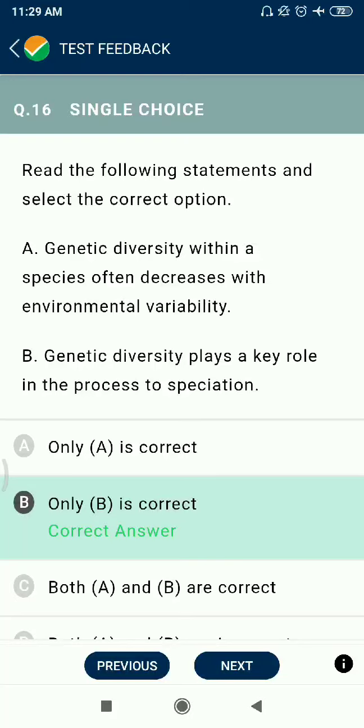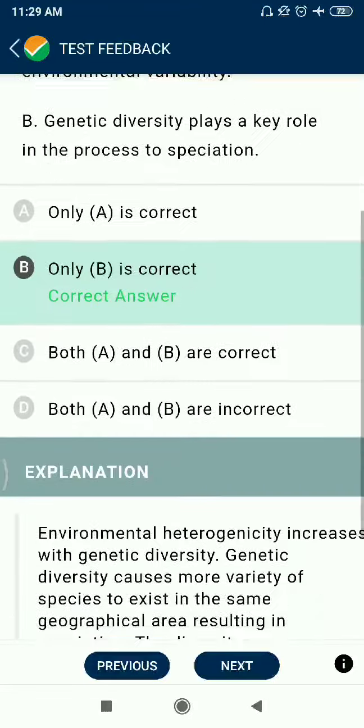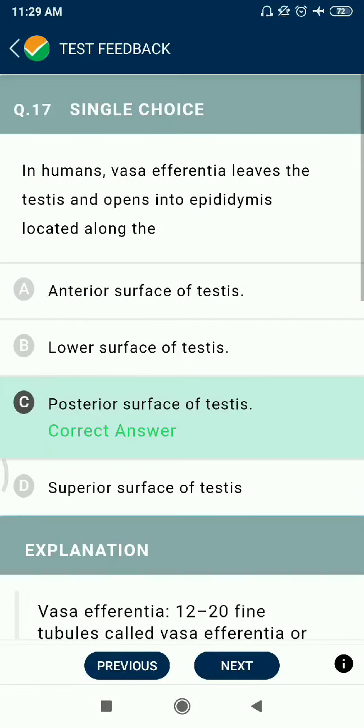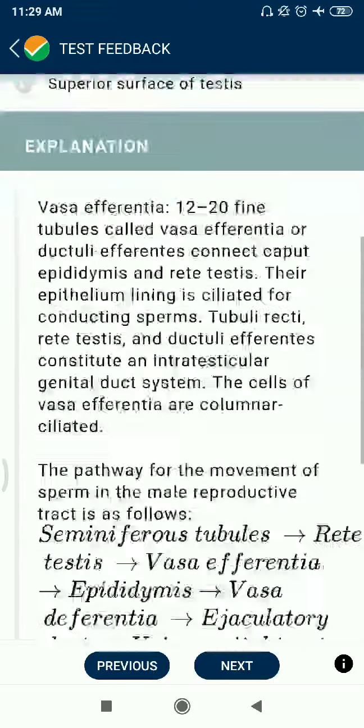Question number 16. Read the following statements and select the correct option. Genetic diversity within a species often decreases the environmental variability. Okay, but genetic diversity plays a key role in the process of speciation. This is correct. Question number 17. In humans, vasa efferentia leave the testis and open into the epididymis located along the posterior surface of testis.